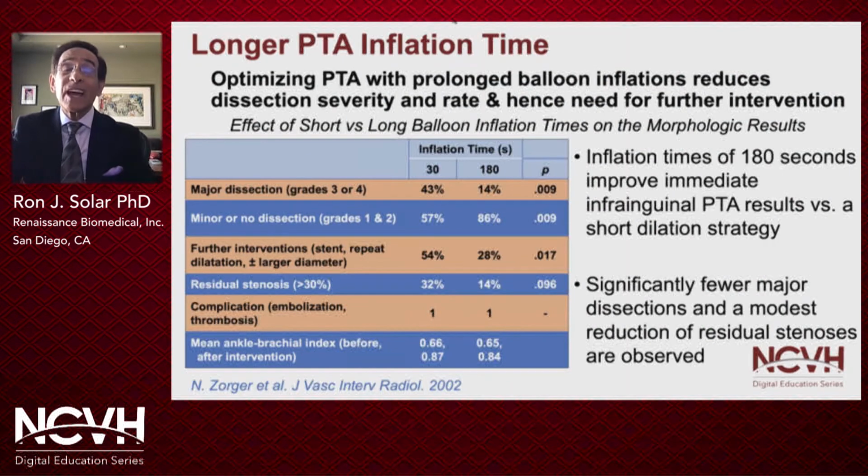Since the vessel behaves in a viscoelastic manner, balloon inflation time would be expected to have an effect. In a prospective randomized trial of short versus long inflation time in infrapopliteal balloon angioplasty, a 3-minute balloon inflation resulted in significantly fewer major and minor dissections, less need for further intervention, and a reduction of residual stenosis.